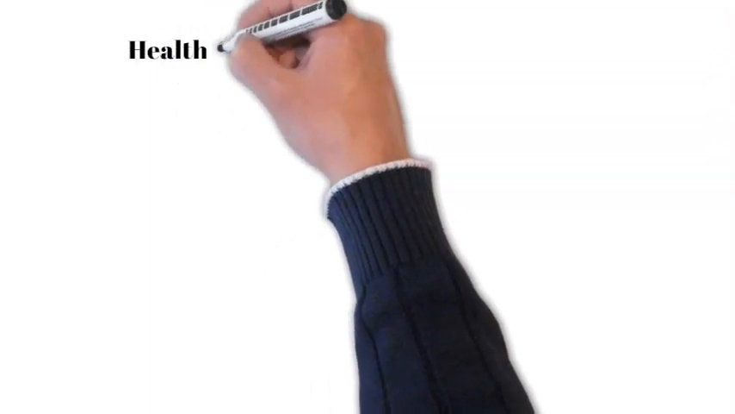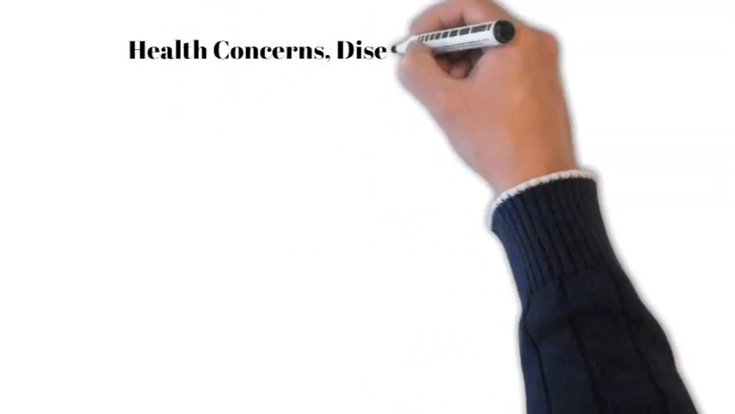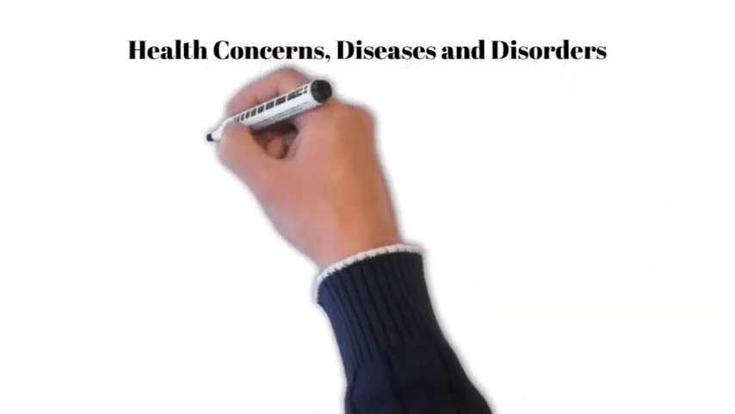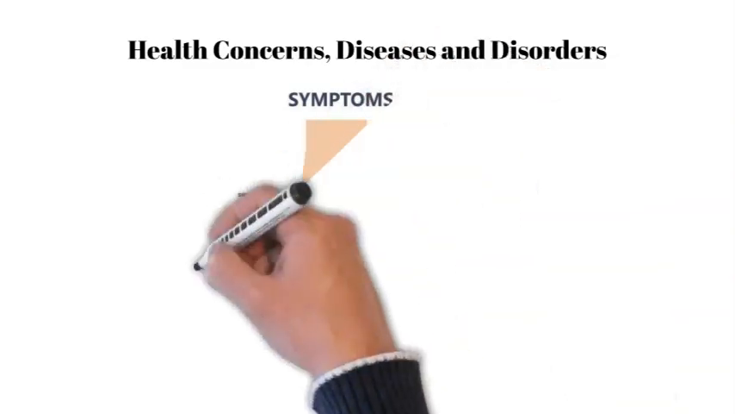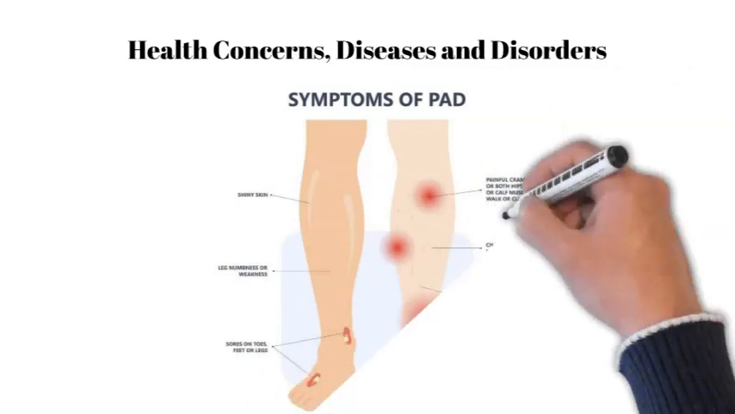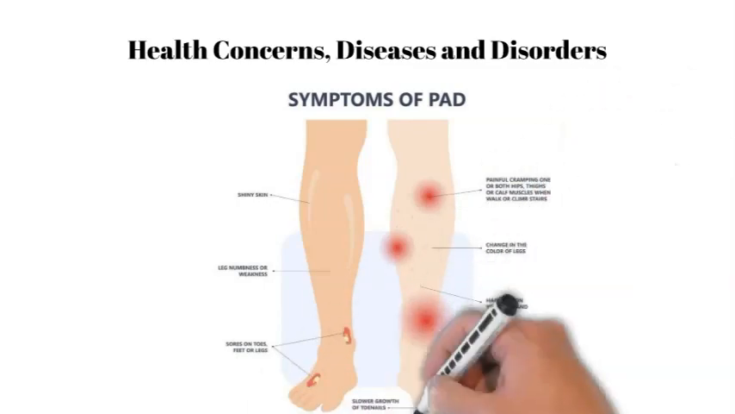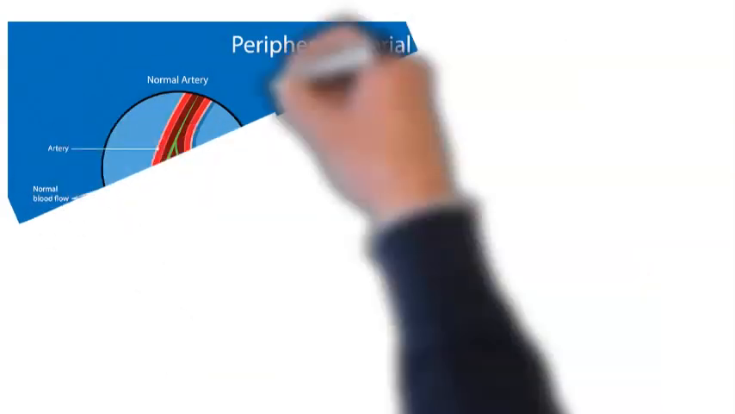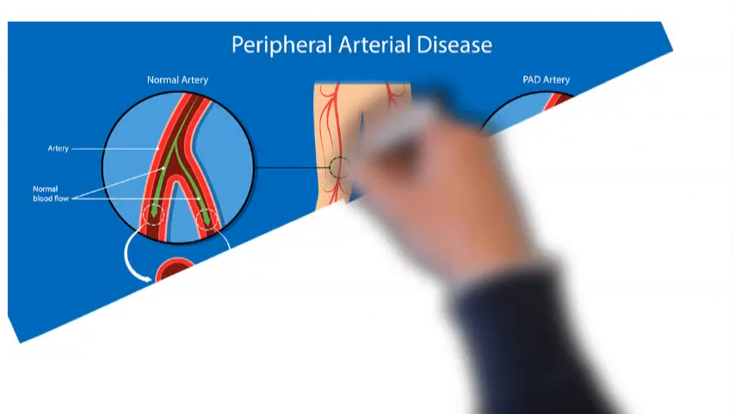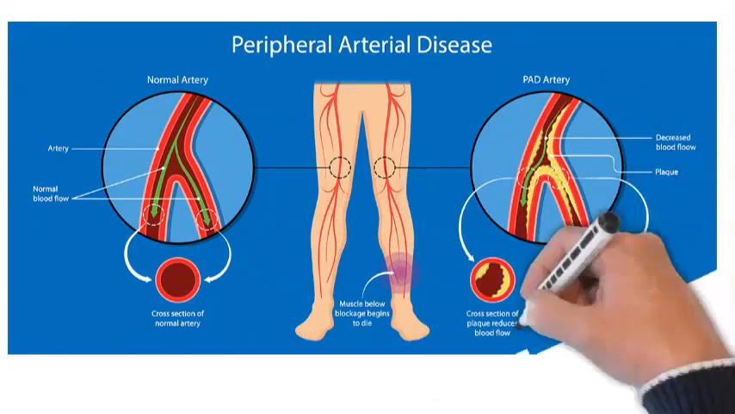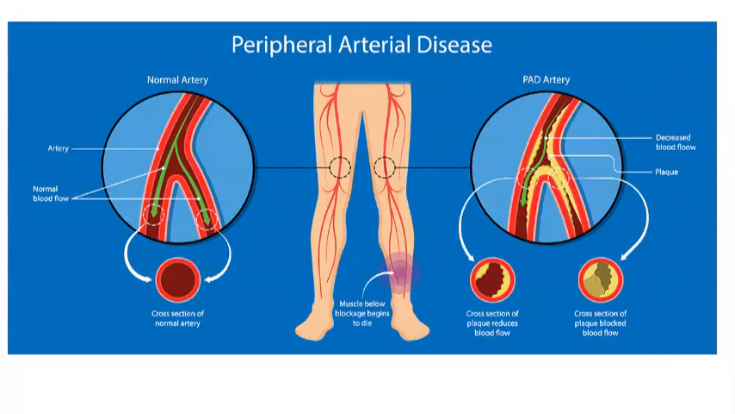Health concerns, diseases, and disorders. PVD refers to a group of disorders that affect the blood vessels outside the heart and brain. PAD is a type of PVD that affects the arteries that supply blood to the legs. People with PAD experience pain, cramping, or fatigue in the legs when walking or exercising due to insufficient blood flow, a condition known as intermittent claudication. This pain typically subsides with rest and can occur in the buttocks, thighs, calves, or feet. If you or someone you know experiences these symptoms, it is important to seek medical attention as early diagnosis and treatment can help prevent serious complications.